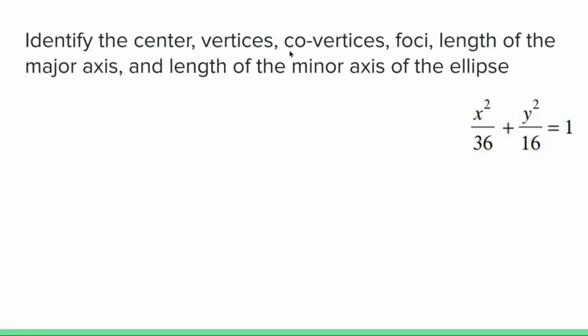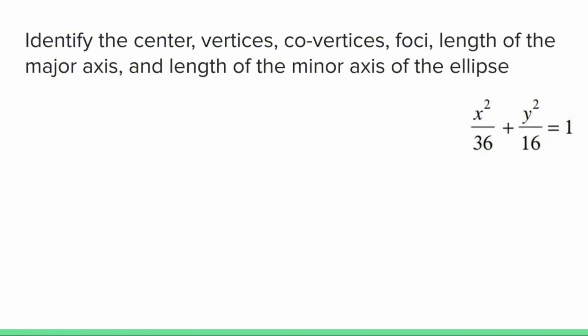Identify the center, vertices, covertices, foci, length of the major axis, and the length of the minor axis of the ellipse. It's a lot. Now you know this is an ellipse because it's in the form x² over a number plus y² over a number equals 1. Very similar to what a circle looks like, but the fact that it equals 1 and you have denominators here makes it not a circle, it stretches things out a little bit.